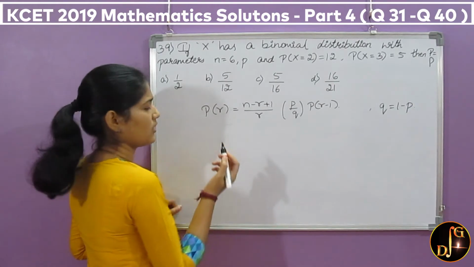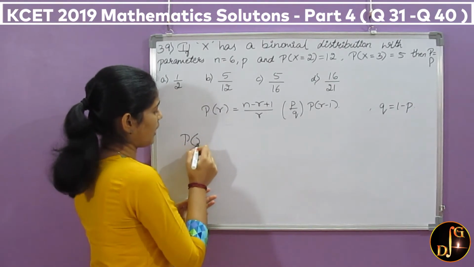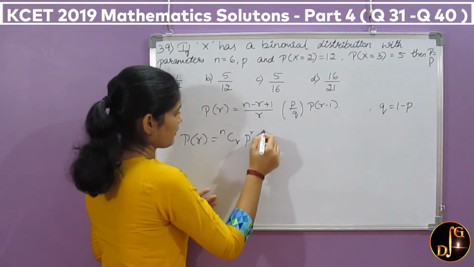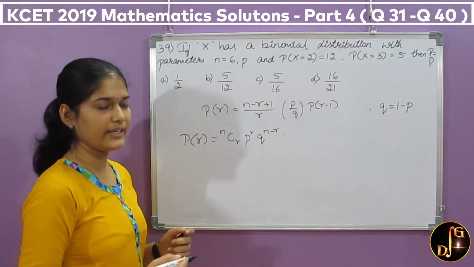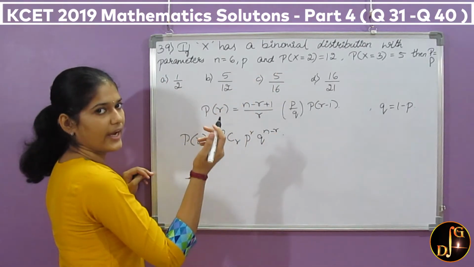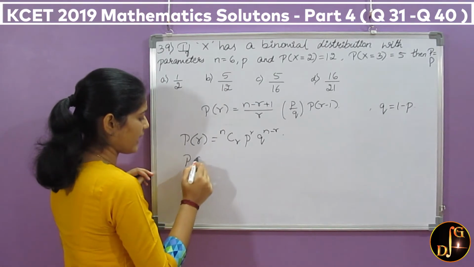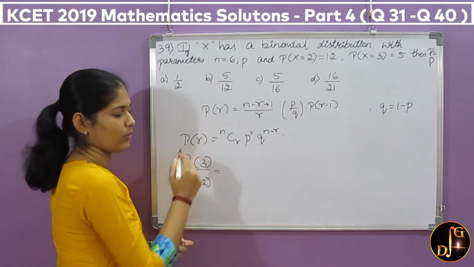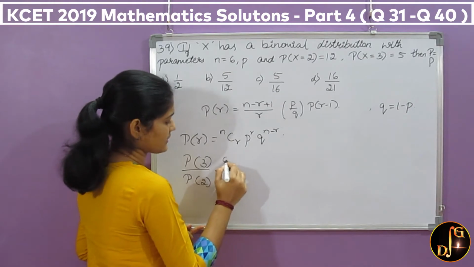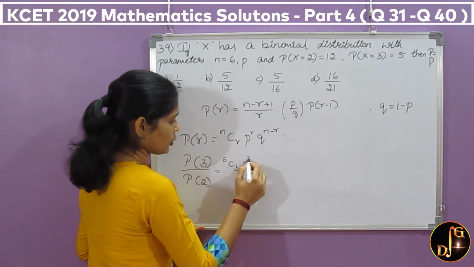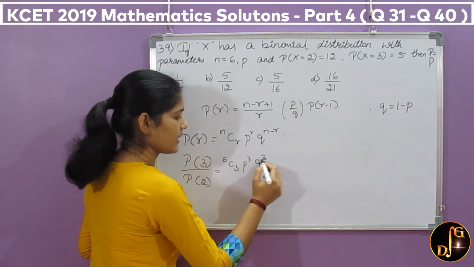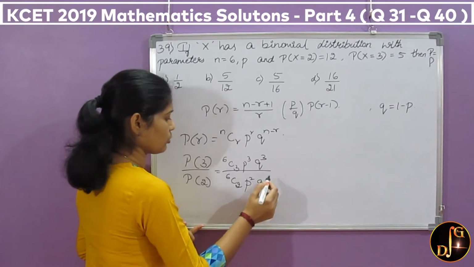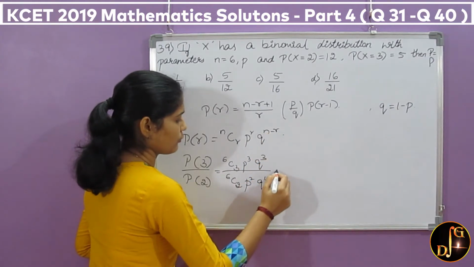We know that P of r is nCr p power r into q power n minus r. We all know this formula, right? Let's take r is equal to 3 and r is equal to 2. Then we will find P of 3 divided by P of 2. Let's check what we will get. That means n is 6. 6C3 into p cube into q power 6 minus 3, which is 3, divided by 6C2 into p square into q power 6 minus 2, which means 4.